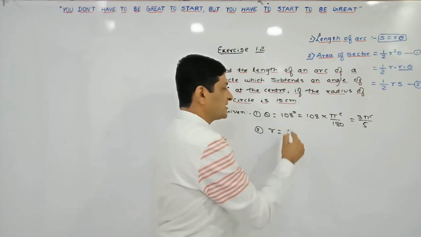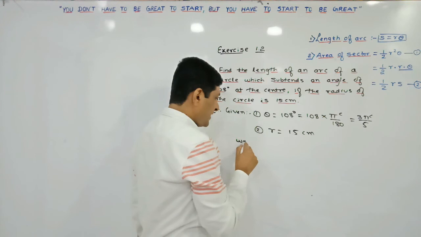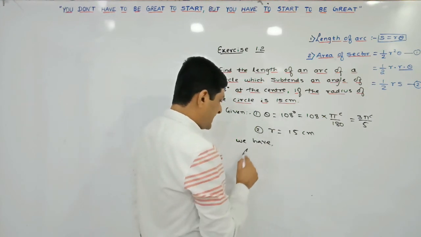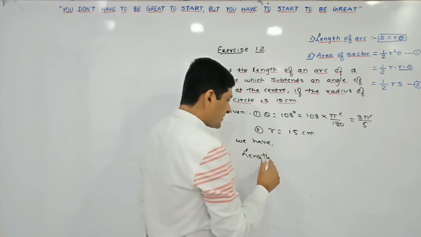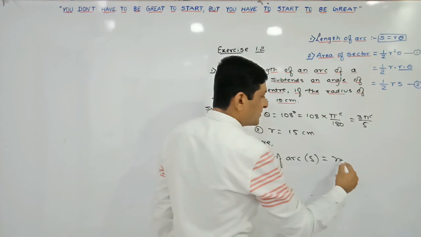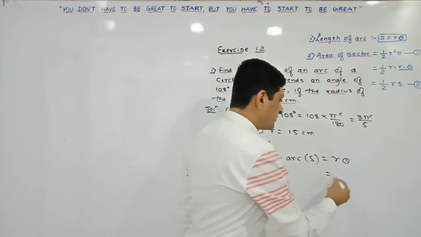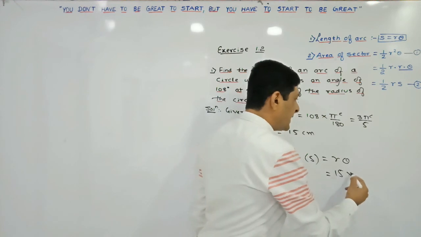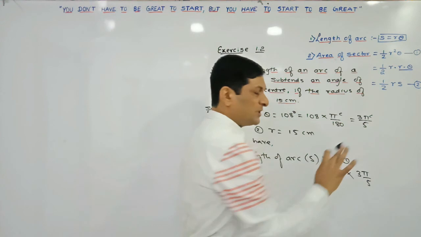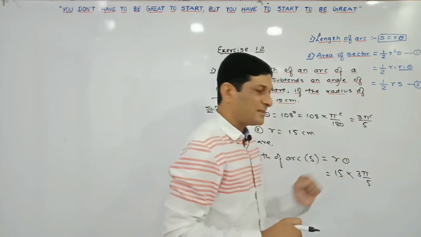And the second given value is the radius. What is the radius of the circle? It will be equal to 15 centimeter. So we have one formula to find the length of arc. That length of arc we are denoting by what? S, and its value can be found by applying which formula? r theta. So S is equal to, replace r by its value 15 and theta by its value 3 pi upon 5. Whenever we are substituting the value, don't write the unit of measurement, don't write here radian and don't write here centimeter.